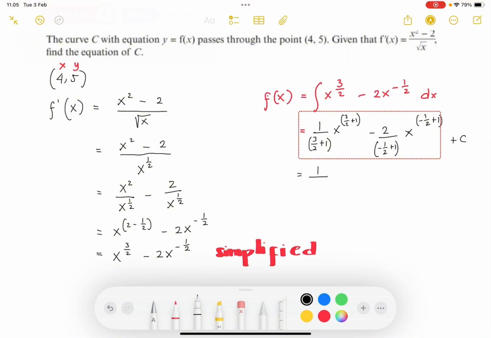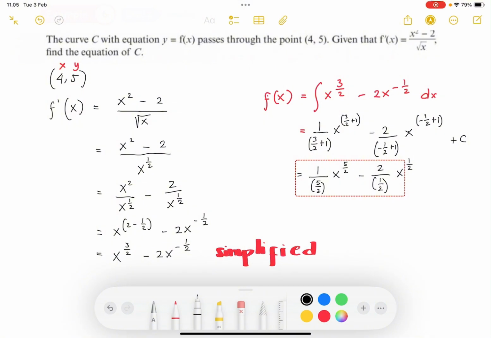Here, we got 1 over 3 over 2 plus 1, which is 5 over 2. X, the same. You just copy. Same here also. Minus 1 over 2 plus 1, it is 1 over 2. X to the power of, you just copy and then paste there, 1 over 2 plus c.